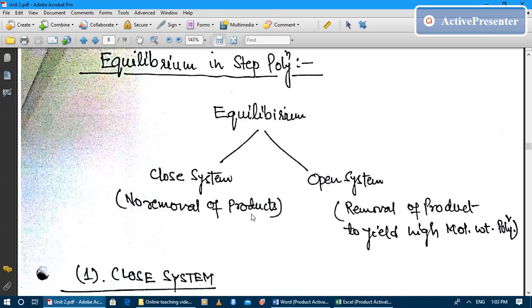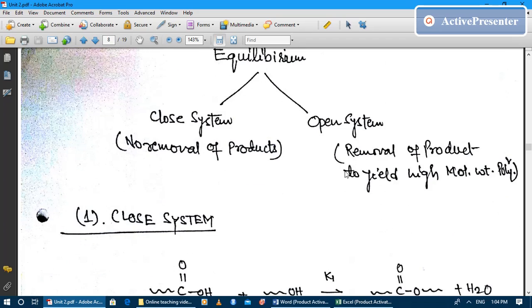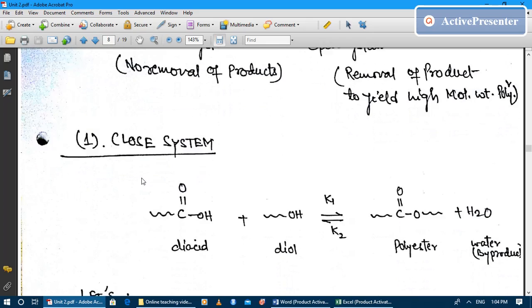is present inside the reactor only, and no byproduct is removed from the reactor, then this type of system is known as the closed system. Okay, closed system means no removal of product or byproduct during the polymerization reaction. In case of open system, removal of product or byproduct is possible, and this may yield high molecular weight of polymer. So let us see the closed system first.